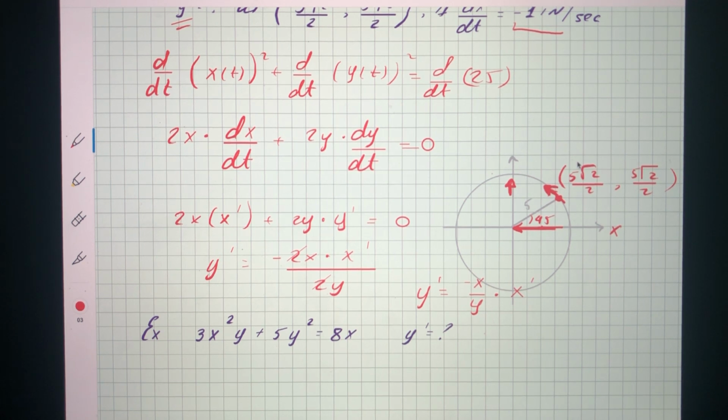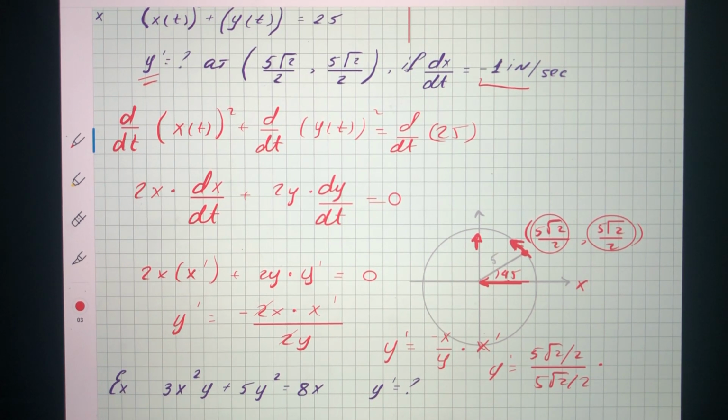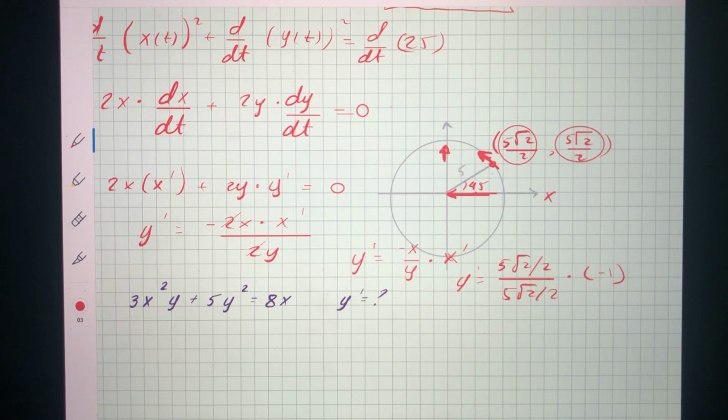Well, what is x? X is 5 square root of 2 over 2. Y is 5 square root of 2 over 2, which is exactly the same number. If I put that in, I will have y prime is 5 square root of 2 over 2 divided by 5 square root of 2 over 2 times the x prime, which we know is equal to negative 1. Here is x prime, negative 1. So the same number over the same number cancels, gives us equal to 1. And here I have my answer.